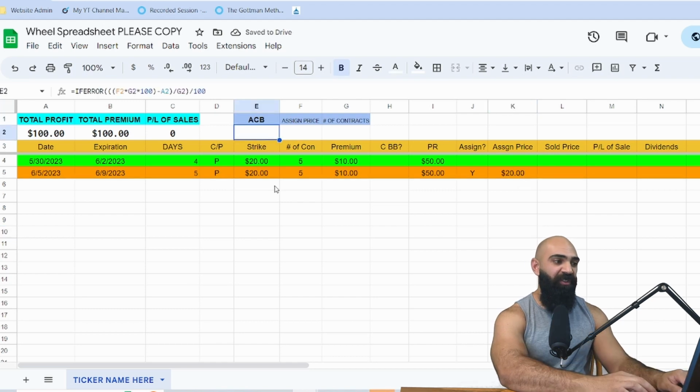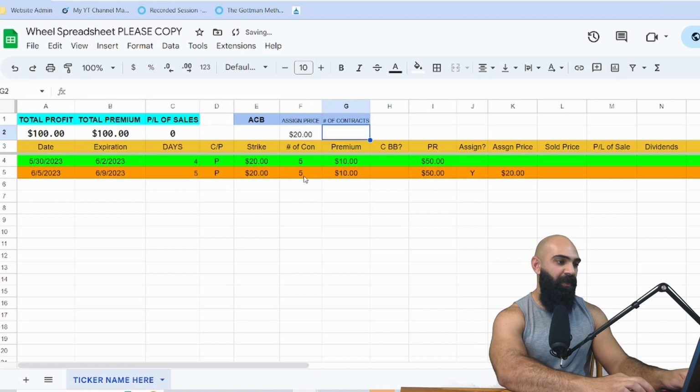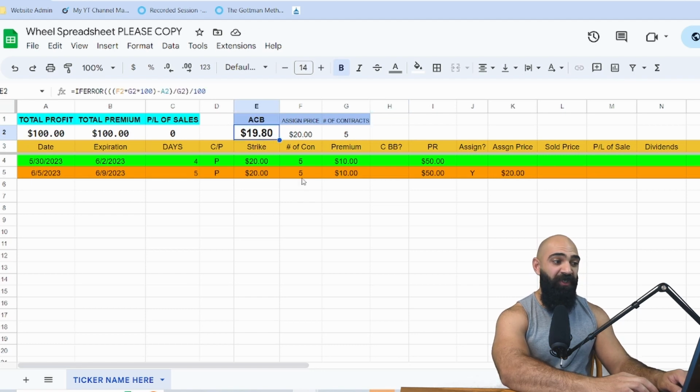Now that I got assigned, let's jump to the top of my spreadsheet. So I have ACB up here, which means average cost basis. You're not gonna do anything with this, but let's type in our assigned price. We get assigned at $20, and how many contracts did we get assigned? 5 contracts. And what this is gonna do is deduct our average cost basis. So now we know our average cost for the stock is $19.80, because we had $100 of total profit so far from the premium we collected.